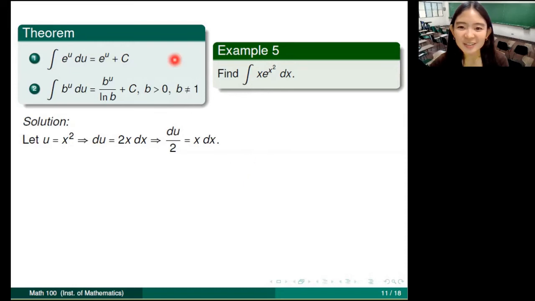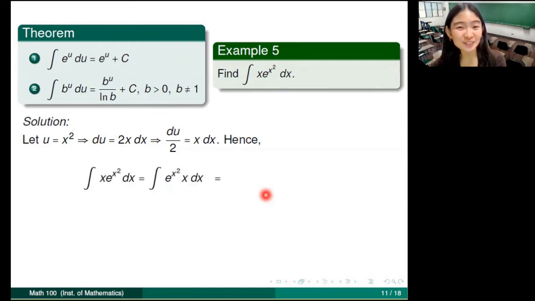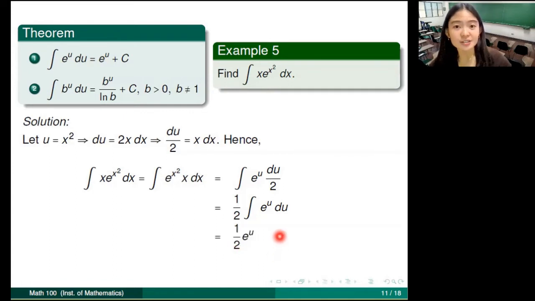And then, ito na, rewriting everything in terms of u. We get e raised to u, kasi ang definition natin for u ay si x squared. Ang x dx naman natin absorbed by du over 2. The du over 2 here is just 1/2 times du, and the 1/2 is a constant that can go out of our integral. So 1/2 times integral ng e raised to u du. So yun ay 1/2 e raised to u.